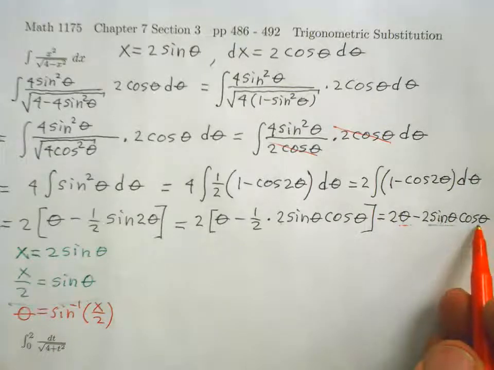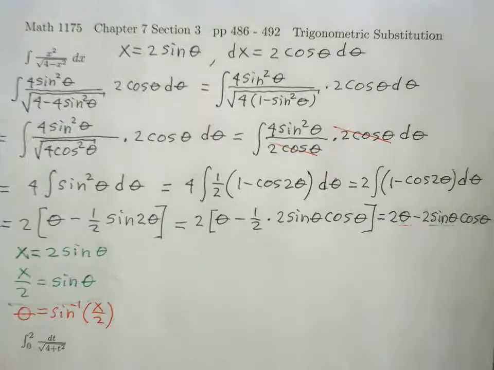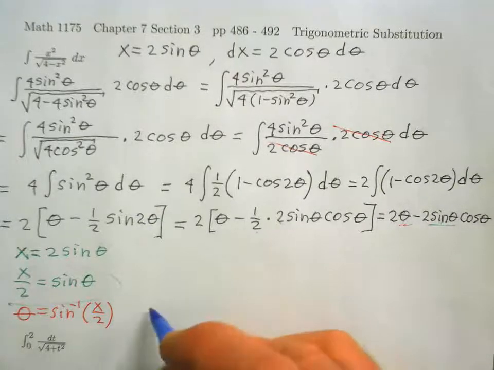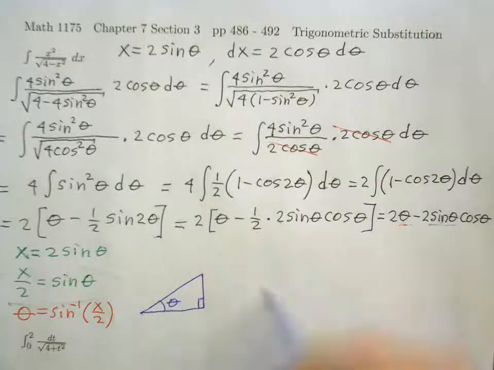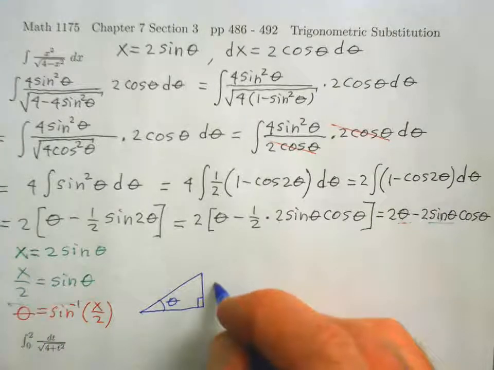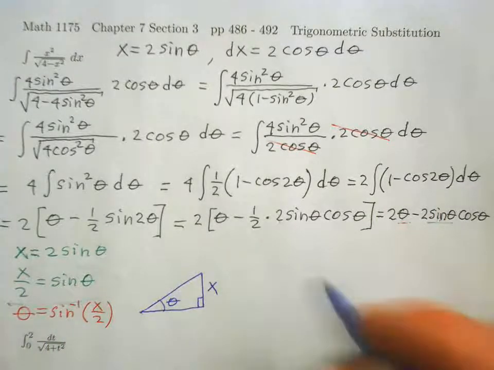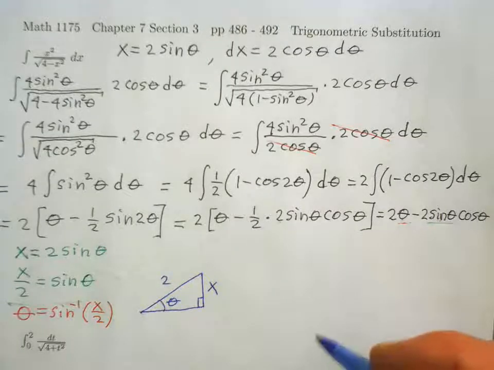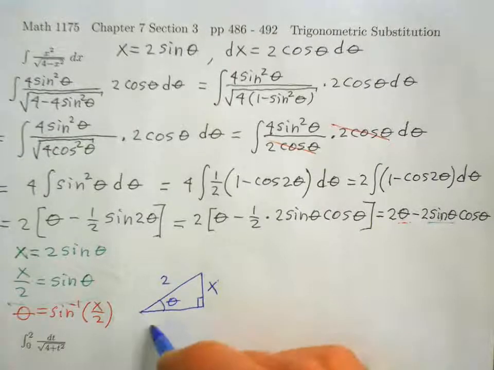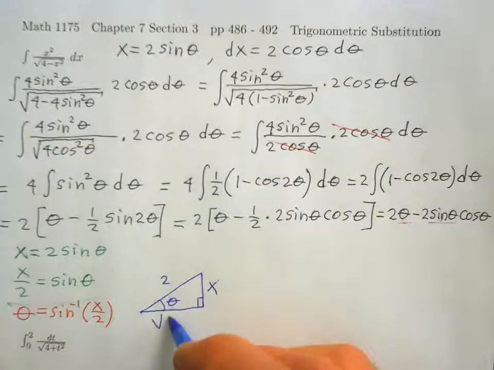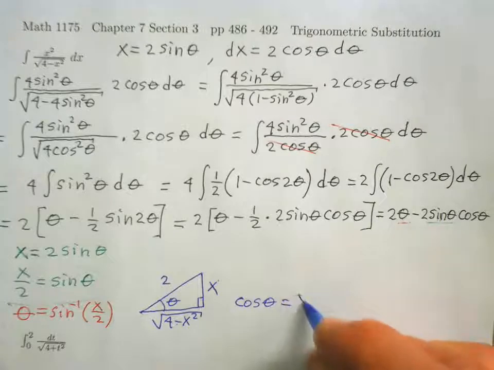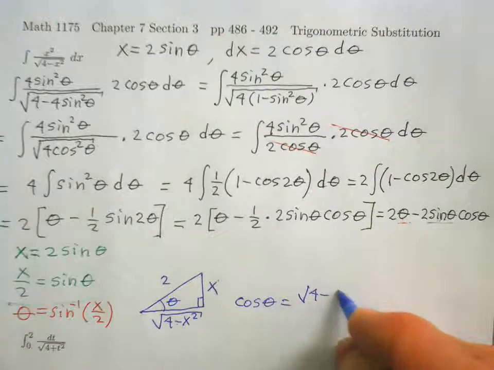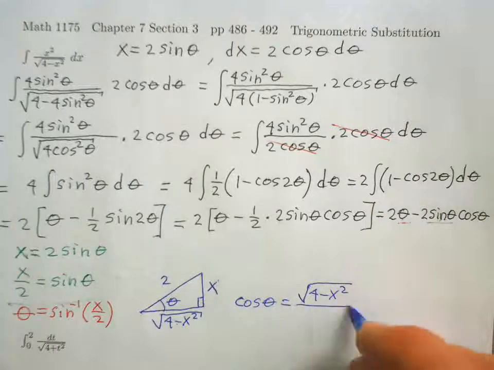And now all we have left is to determine what cosine of theta is. So we'll use a right triangle to help us on this one. Right triangle with the angle theta, and sine of theta is x over 2. So the opposite side of theta is x, the hypotenuse is 2. And then using the Pythagorean theorem, we can find that the length of the adjacent side is the square root of 4 minus x squared. And so the cosine of theta is the square root of 4 minus x squared over 2.